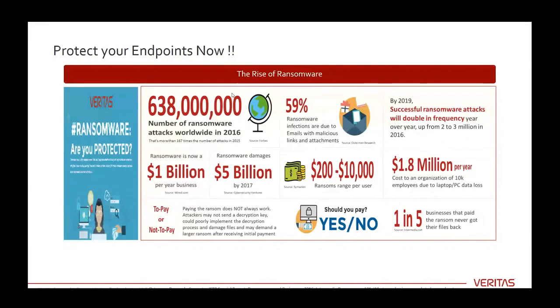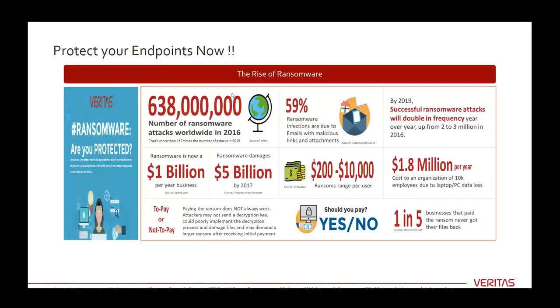You can see how much is happening with ransomware attacks worldwide in 2016. Taking from the old data, it is 167 times the number of attacks in 2015. 59% of infections are due to emails with malicious links and attachments. The maximum of business is happening through email communication, so the ransomware infections are also happening through emails. Nearly 59% of ransomware infections happen through emails.